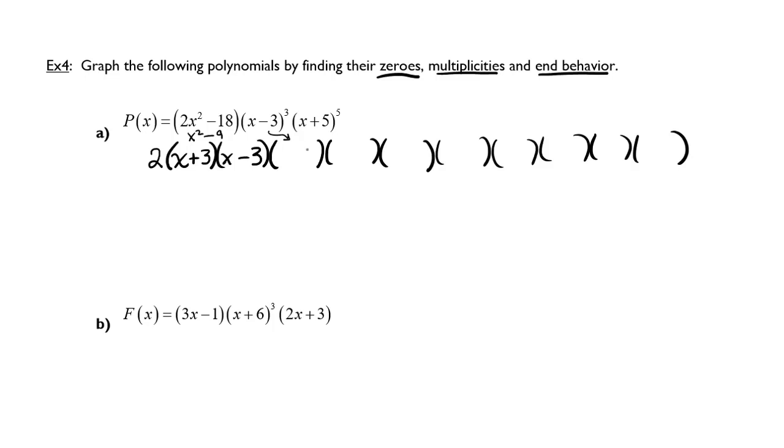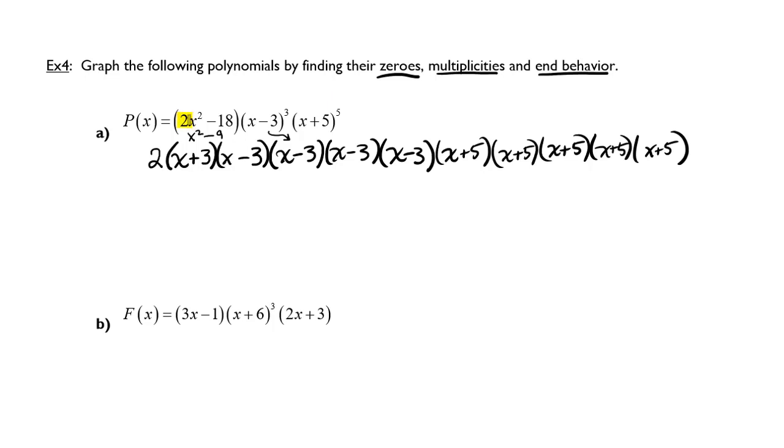Now, x minus 3 to the third means I have an x minus 3 times an x minus 3 times an x minus 3. Oh boy. And then I have 5 x plus 5s. x plus 5. I'm going somewhere with this. Trust me.